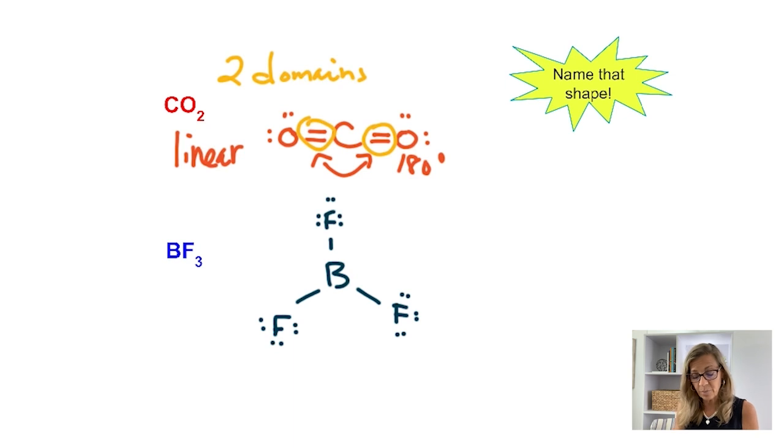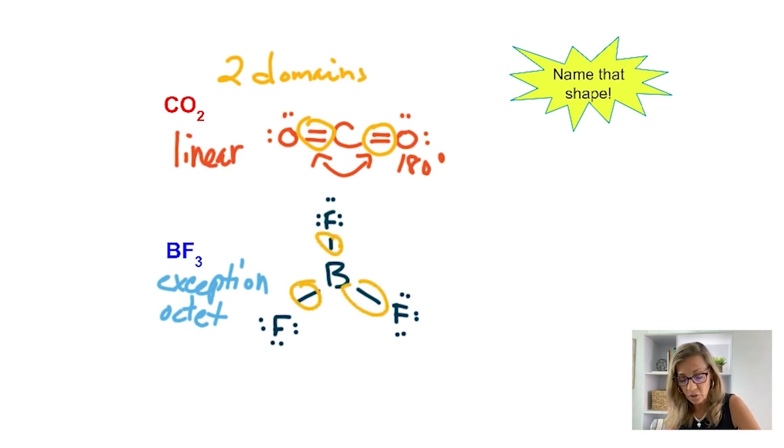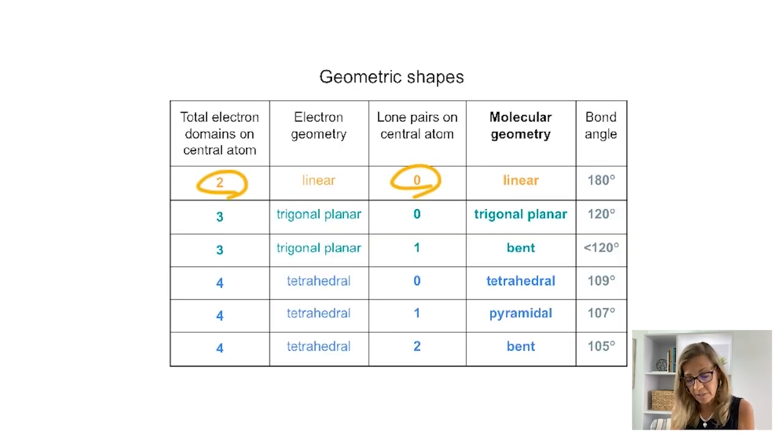All right, the next one is BF3, and before you say this out loud, you're right. This is an exception to the octet rule, and you know what? All stable compounds don't necessarily follow the octet rule, and this one is actually stable. So let's count the domains. There's 1, 2, 3 domains, and there are no lone pairs. So I'm going to go over to the table, 3 domains, no lone pairs. Both the electron and the molecular geometry is called trigonal planar, and that angle is 120.